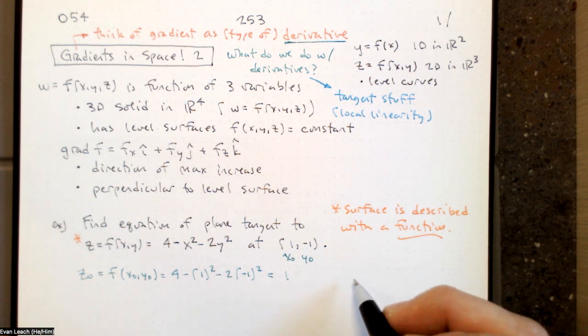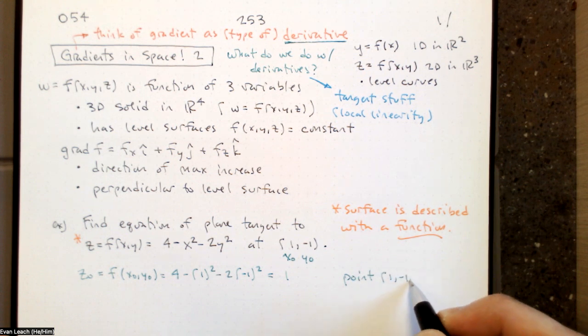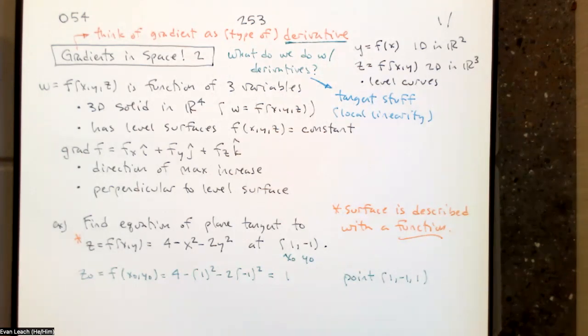So now we have a point, a location. 1, negative 1, 1. Kind of boring, I went with ones, but it's 8 o'clock in the morning. I haven't finished my coffee yet, so I don't think I can do anything more complicated.